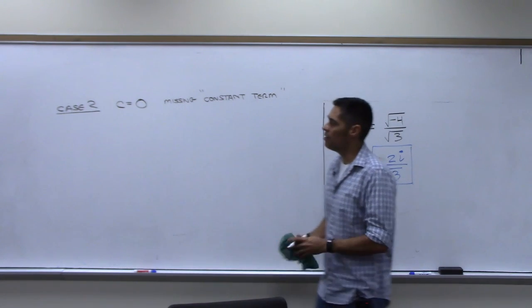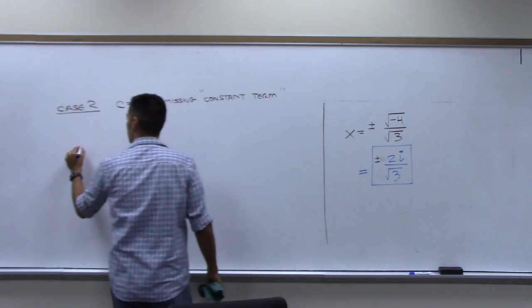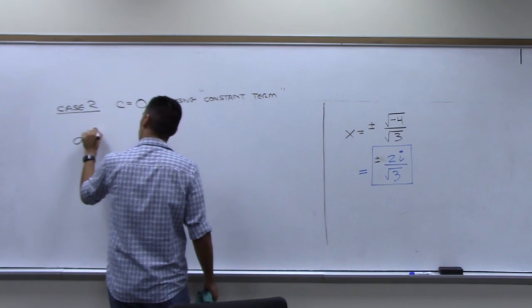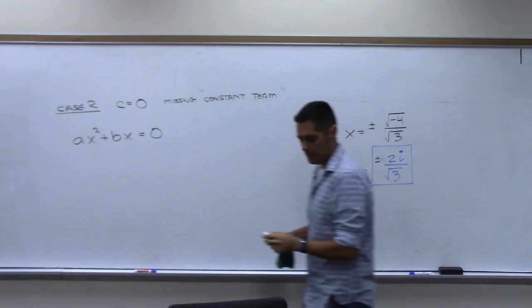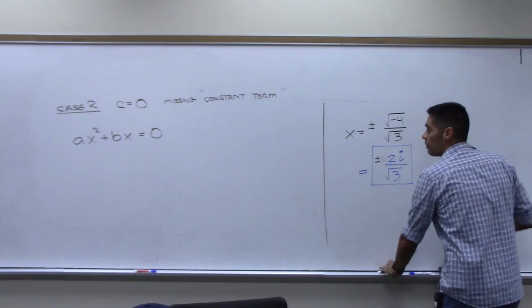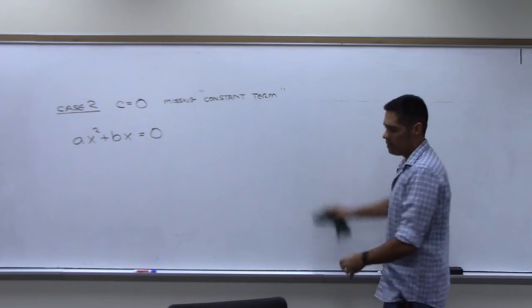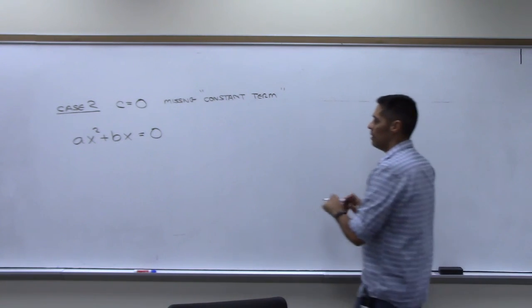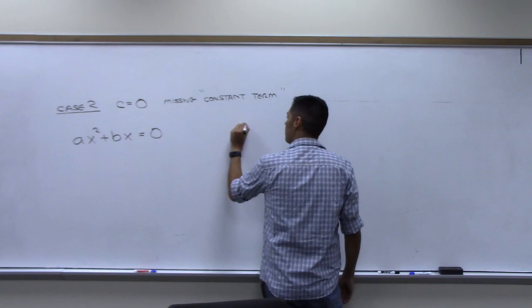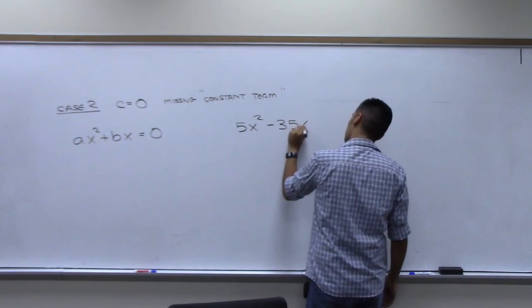And what I'm saying here is, what happens if we have a quadratic where we're missing the constant term? So here it would look like this: ax squared plus bx equals 0. A specific example of this would be something like 5x squared minus 35x equals 0.